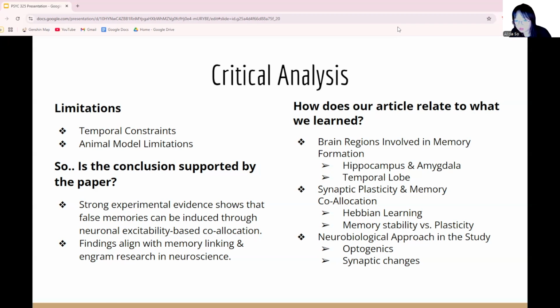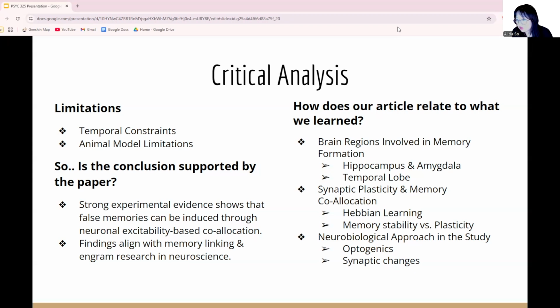So is the conclusion supported by the paper? Strong experimental evidence shows that false memory can be induced through neural excitability-based co-allocations. Findings align with memory linking and engram research in neuroscience. So yes, the conclusion is supported.